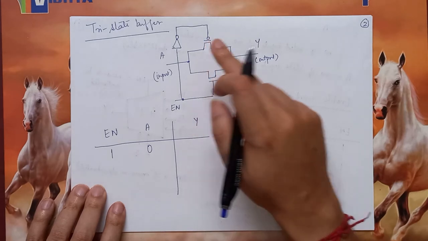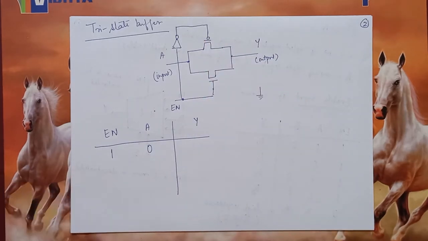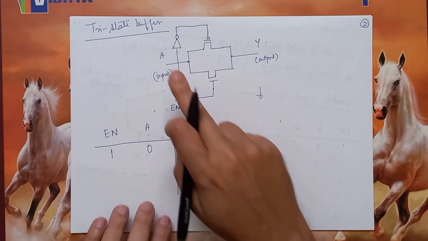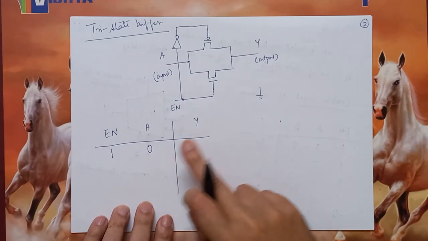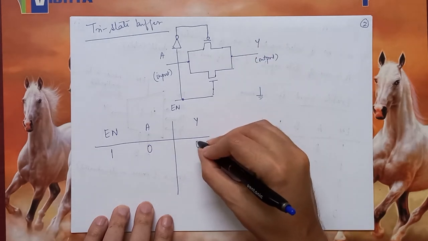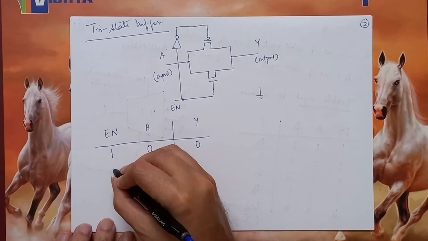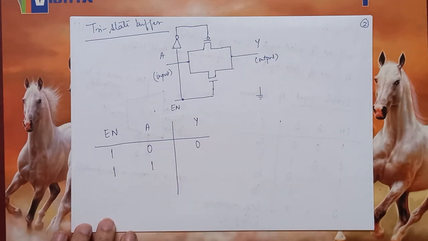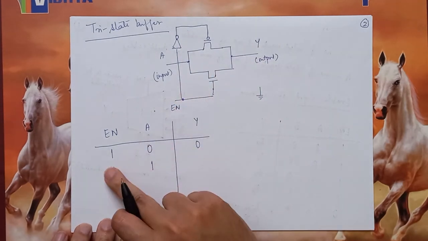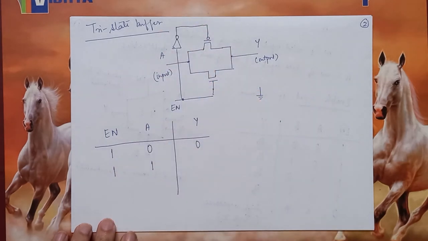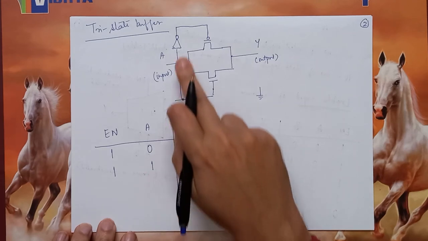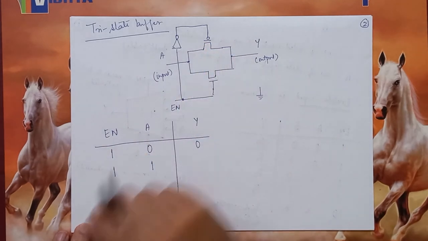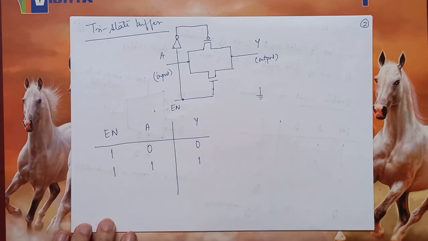Alright? So if both of these are on, as you very well know by now, they will act like closed switches. So A will be connected to Y by means of two parallel paths. Therefore, whatever is the value of A, that will be the value of Y. So in this case, this will be 0. Now suppose enable is 1 and A is 1. Again, both NMOS and the PMOS will be on because the NMOS gate is getting 1 and the PMOS gate is getting a 0. So A will again be connected to Y through these two parallel paths, and whatever is the value of A, the same will be the value of Y, which is 1.